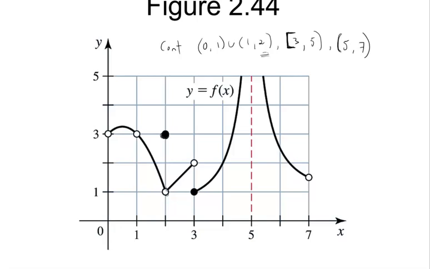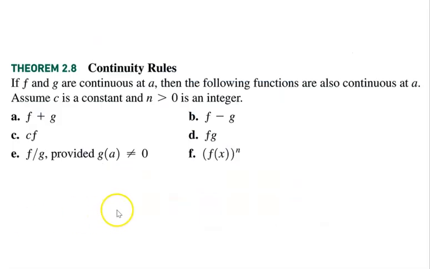So that's by definition not continuous. By intuition, obviously not continuous. There's a hole in my graph. All right, a couple properties that are pretty straightforward.